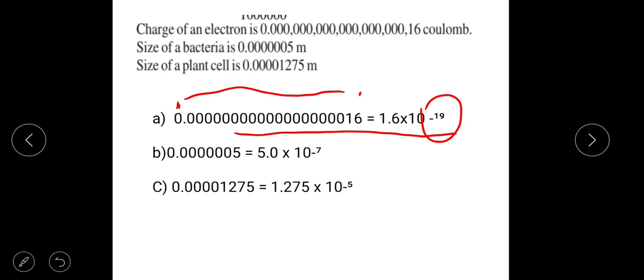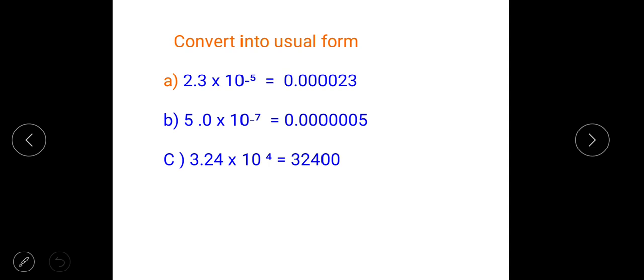Last question, size of a plant cell. Size of plant cell 0.00001275. Yes, look here. Here we want to get the point up to here, before 2. So before 2 and after the decimal point, how many numbers? 5 numbers. So 10 raised to minus 5. 1.275 into 10 raised to minus 5. Okay, right?